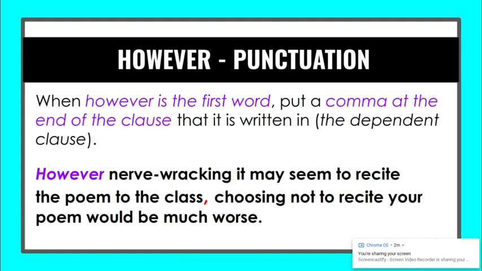And then also when however is used as the first word in the sentence, you put a comma at the end of the clause. Of course, that clause is automatically going to be a dependent clause. So for example, however nerve-wracking it may seem to recite the poem to the class, choosing not to recite your poem would be much worse.